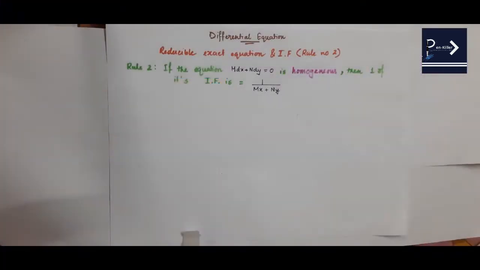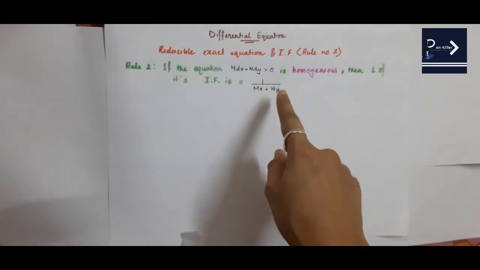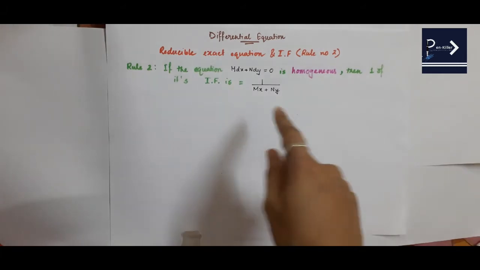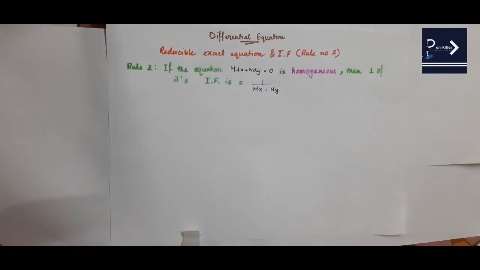So let's look into rule number 2. Rule number 2 says that if the equation M dx plus N dy equals 0 is homogeneous, then one of its IF, that is, integrating factor, is 1 by (Mx plus Ny). Here, IF is the integrating factor. An integrating factor is a function of x and y which can reduce a differential equation into an exact equation. Now, what is a homogeneous function? I will discuss it later.